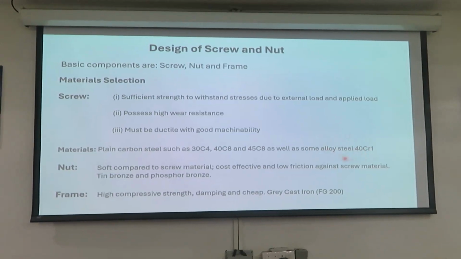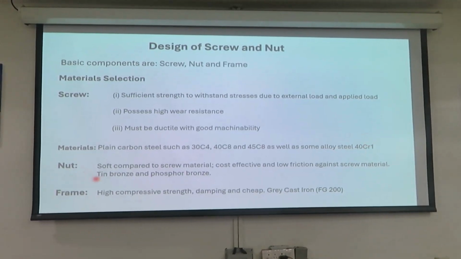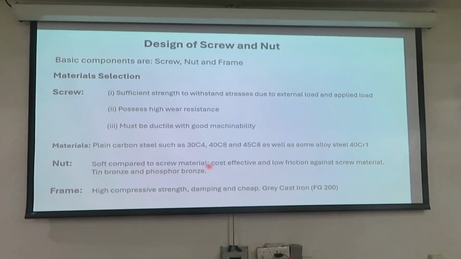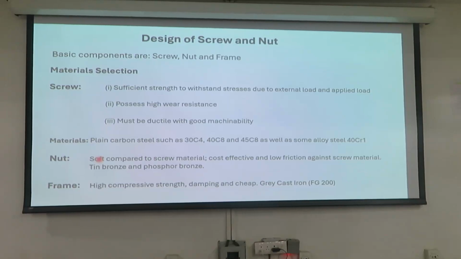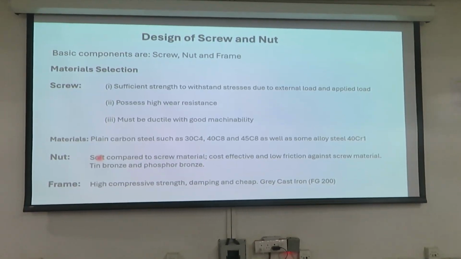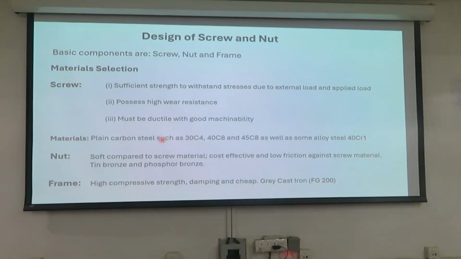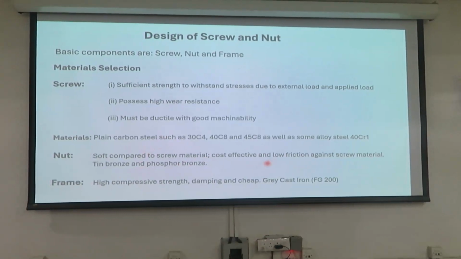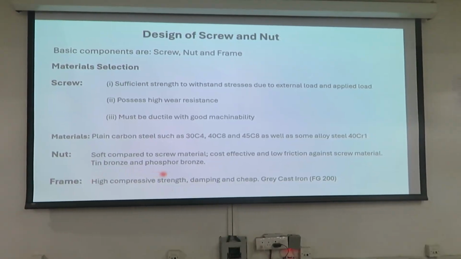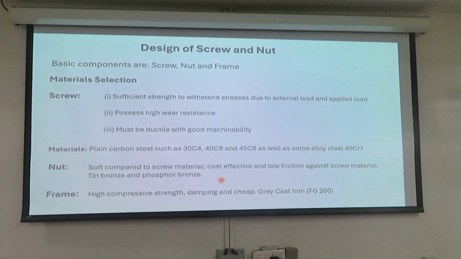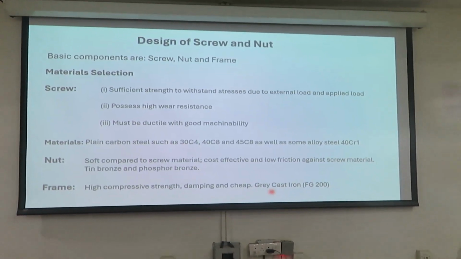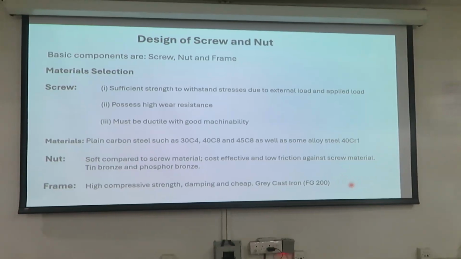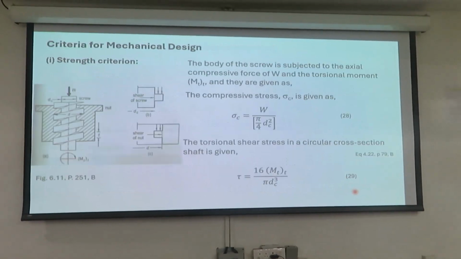So for high strength we always go for steel. Nut, soft compared to screw material, so we want the nut to wear out faster than the screw. Because the nut is small, it can be changed more frequently than the whole screw. So the nut is made of softer material, and friction also should be low. So tin bronze or phosphor bronze is used. The frame needs high compressive strength, damping and low cost, so grey cast iron is used for the frame. So these are the material selection.